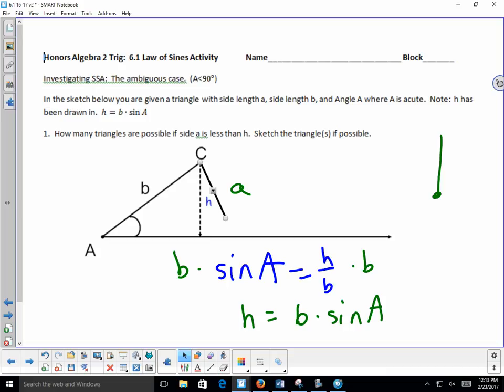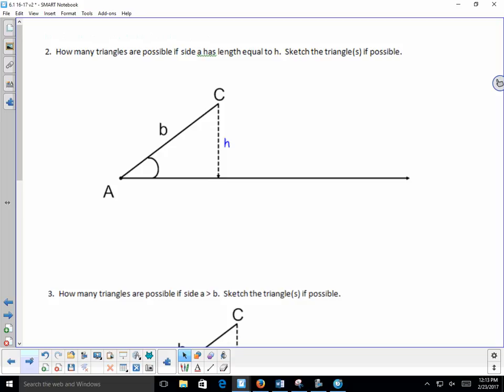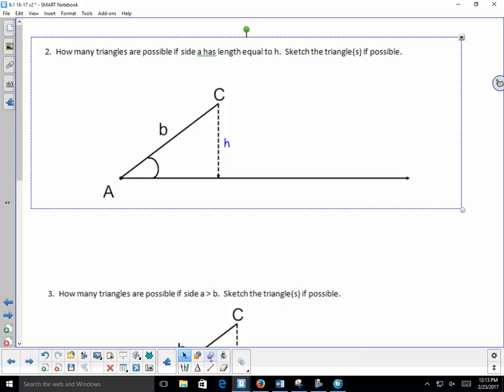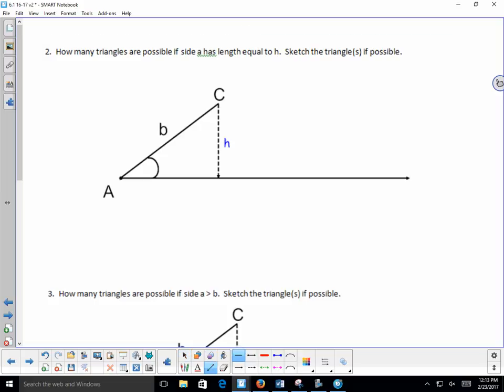Okay. So what about number 2? How many triangles are possible if side A has a length equal to H? So if I have side A and it's exactly equal to H, then I'm trying to rotate this and get it to hit this segment down here. How many places is it going to hit? Just one place, right there. Everybody agree? So if that's the case, there's only one triangle.